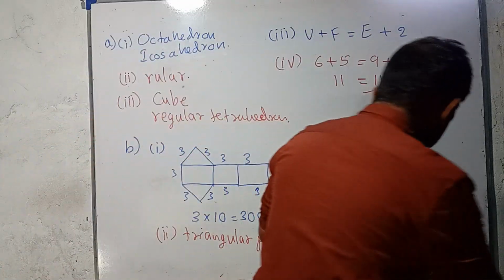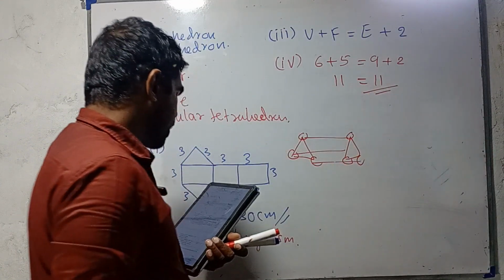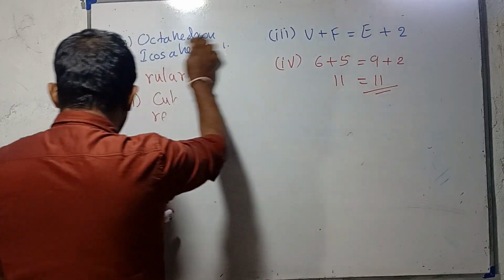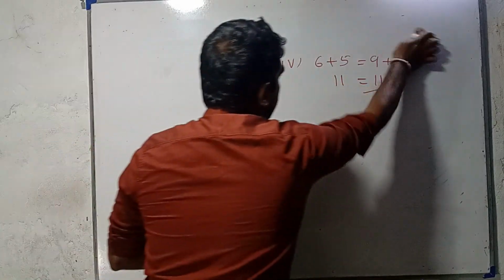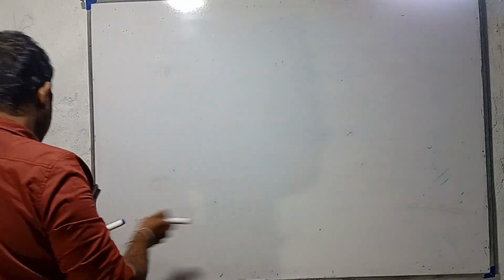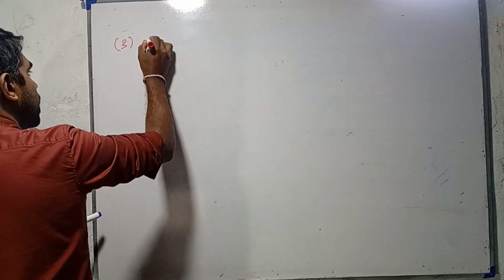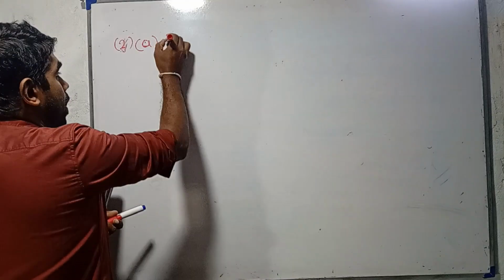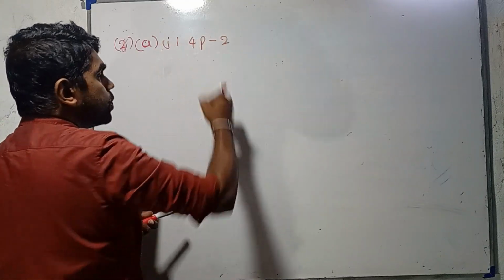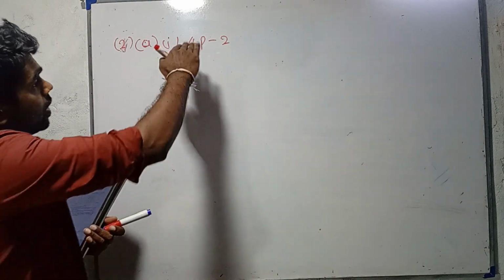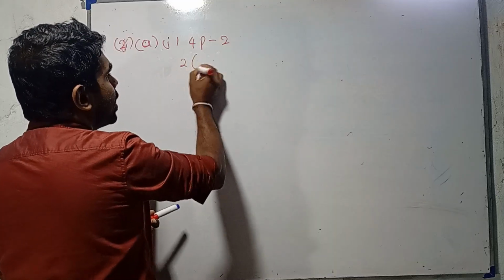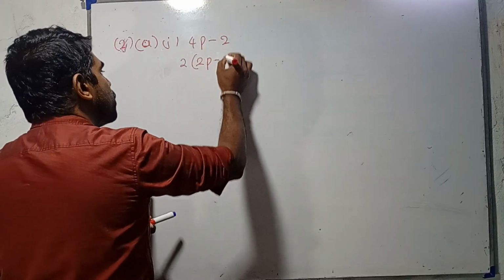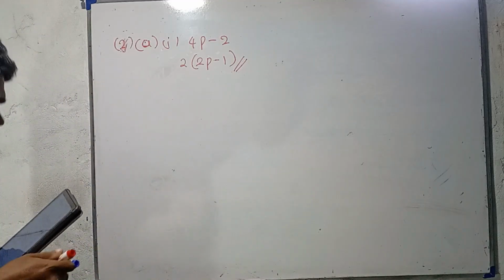Then question number 2, part A. There is an expression we have to factorize. Roman number 1. 4p minus 2. When factorizing, we can divide these two terms by 2. Therefore, we can get 2 as the common factor. 4p divided by 2, 2p, minus 2 divided by 2, 1. 2p minus 1 is the answer.